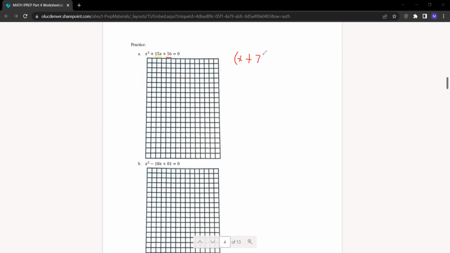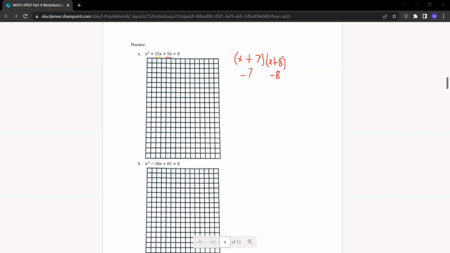X plus 7. X plus 8. So that means our x-intercepts are negative 7 and negative 8. So then we have to find our vertex, right?